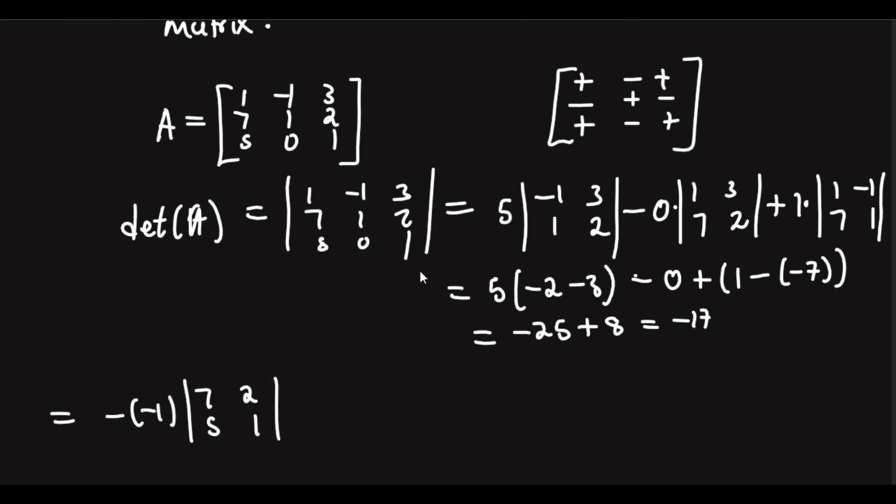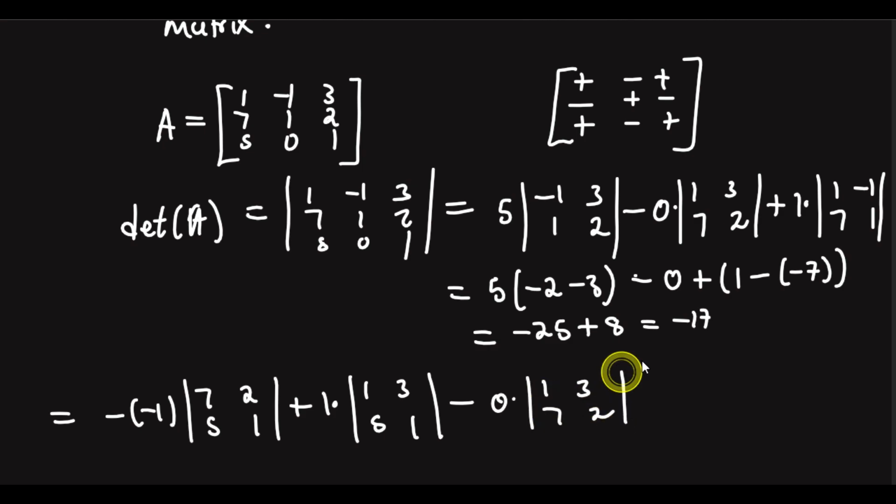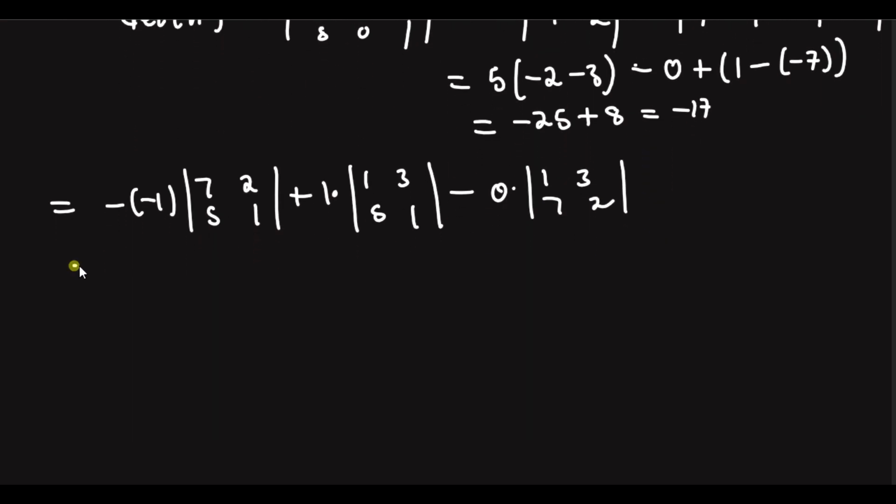Now plus 1 multiplied by, we're going to block this one and that one, so we'll have 1, 3, 5, 1. The last one is negative. Negative of what? Of 0 multiplied by, we'll block this one and that one, so we'll have 1, 3, 7, 2.